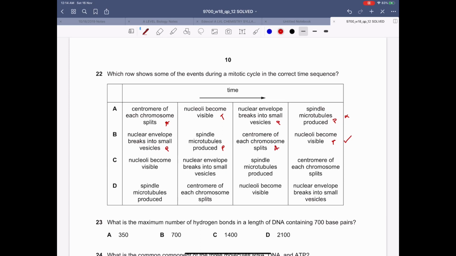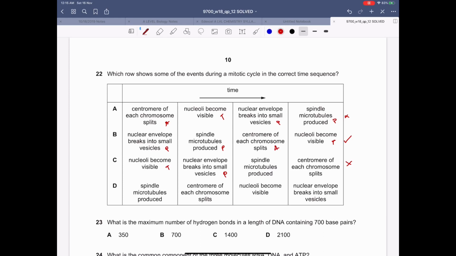Let's look at the other options. Nucleoli becomes visible. Again, telophase. Nuclear envelope breaks down. This is prophase. Spindle microtubules are produced. This is not a correct sequence of mitotic cell cycle.